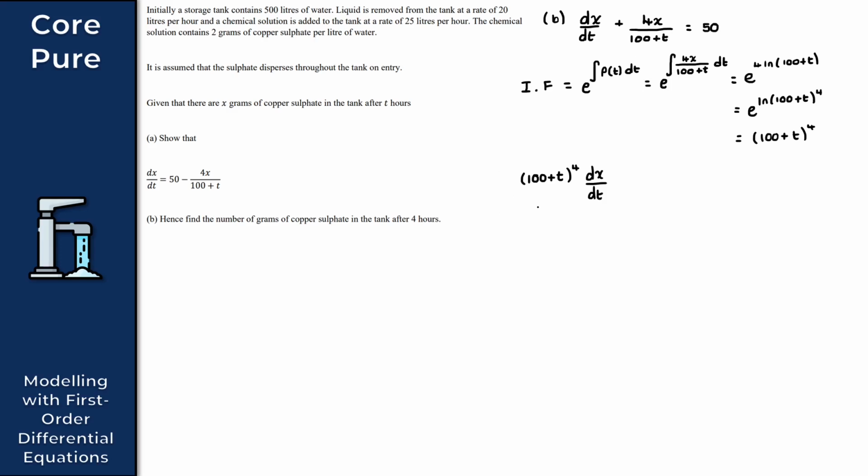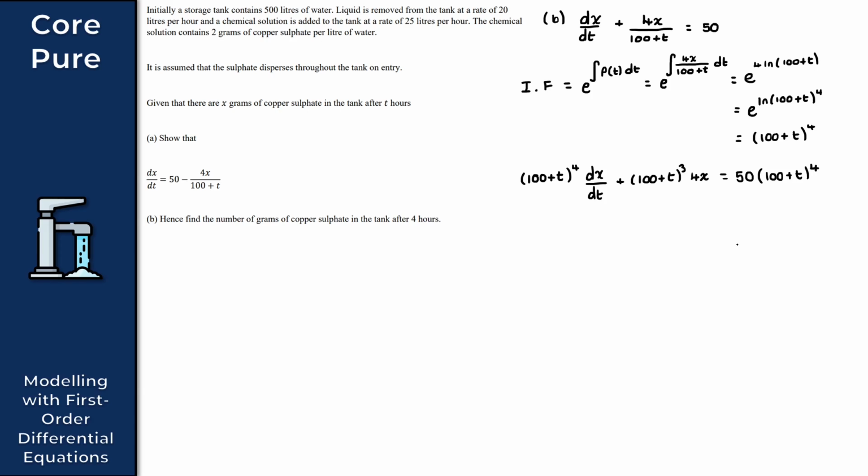Given that I'm timing through by (100 + t)^4, one of those 100 + t's will just cancel. So I get (100 + t)^3 times 4x there. And then in this case, this will be equal to 50 times (100 + t)^4.